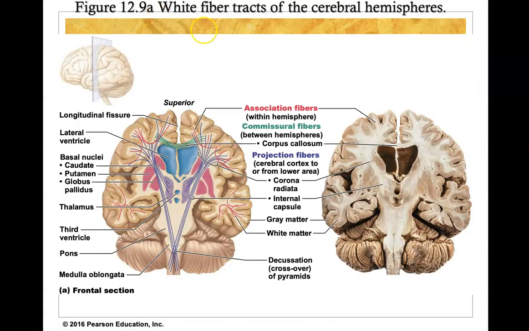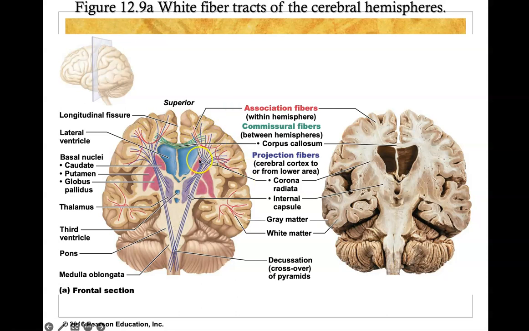And then this is just kind of nice because this shows you, I'm a visual person, so I like this. To see the association fibers here, again, are running from gyri to gyri within the cerebrum here. And then you'll see the commissural fibers are going to be running from hemisphere to hemisphere, like your corpus callosum. So again, taking information from the left and the right hemisphere and connecting those two hemispheres.